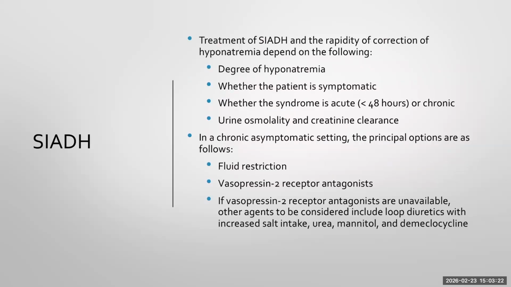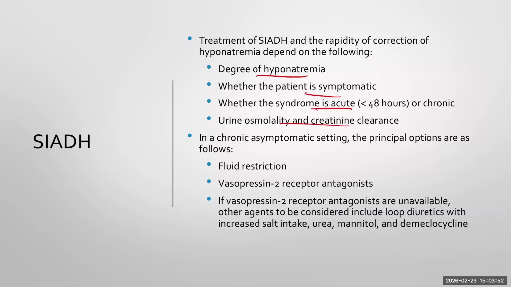So the treatment depends on the following. How bad is their hyponatremia? How symptomatic are they? Is it acute or chronic? And how are their kidneys doing? Can the kidneys even get rid of the extra water if they wanted to? If they have renal failure on top of this, they're not going to be able to get rid of the fluid anyway. And now you're doubling on top of that with SIADH, you're going to be severely volume overloaded.